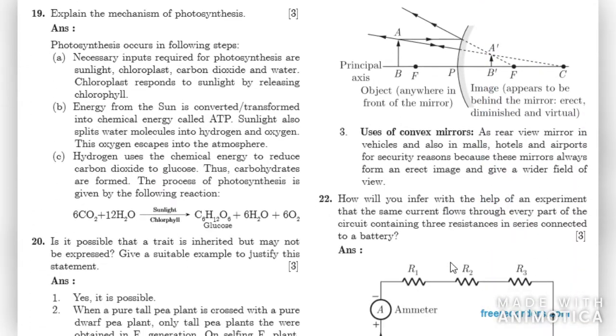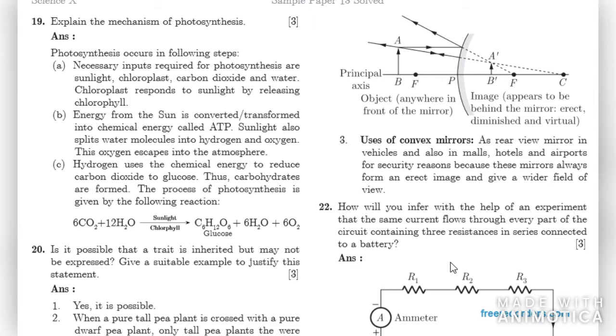Then moving on to the next, explain the mechanism of photosynthesis. In photosynthesis, we need raw materials as sunlight, chloroplast, carbon dioxide and water. Energy is needed in the form of chemical energy, also known as ATP, and sunlight helps in splitting water molecules into hydrogen and oxygen. This oxygen escapes into the atmosphere. Now hydrogen uses the chemical energy to reduce carbon dioxide to glucose, and thus carbohydrates are formed inside the leaf.